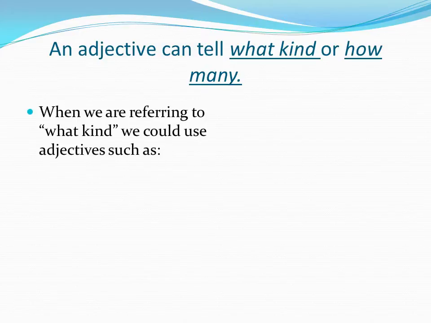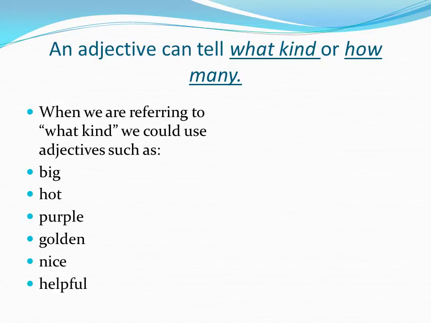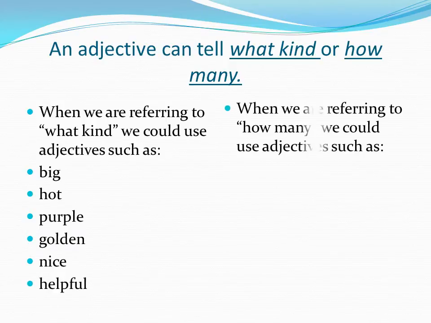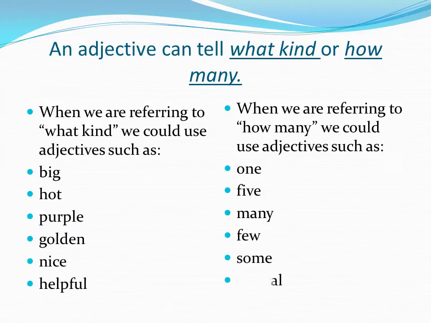When we are referring to what kind, we could use adjectives such as big, hot, purple, golden, nice, helpful. When we are referring to how many, we could use adjectives such as 1, 5, many, few, some, or several.